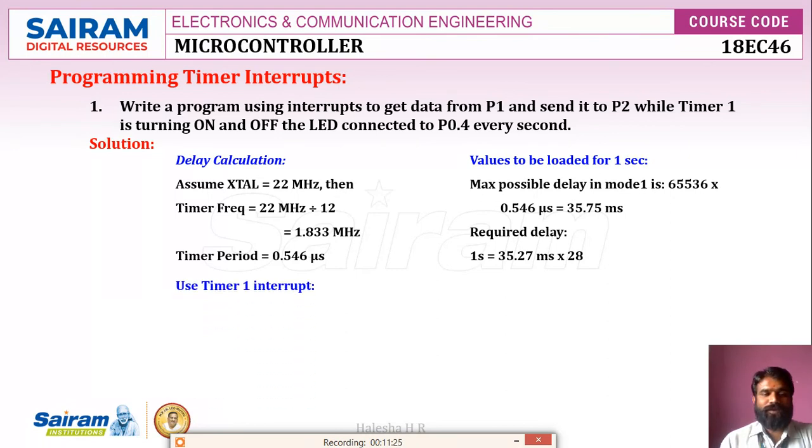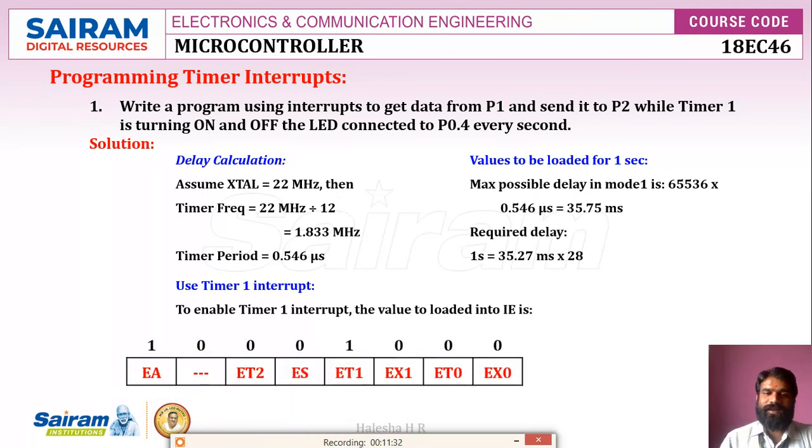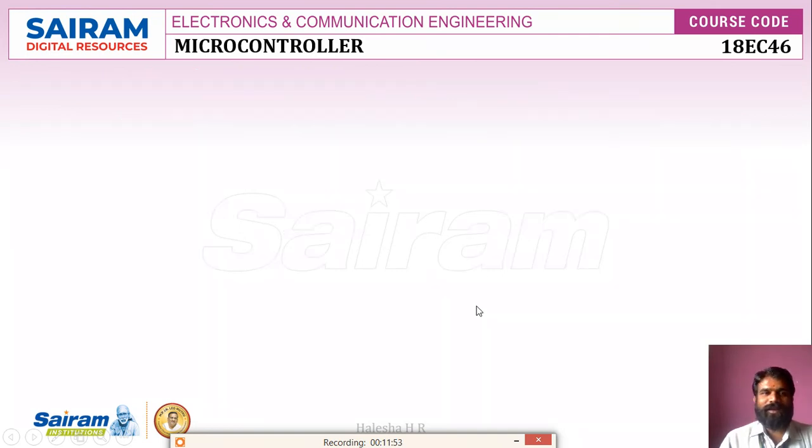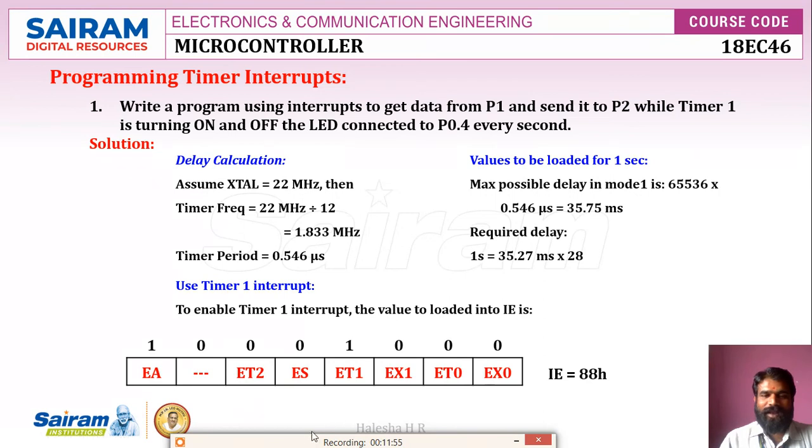So use the timer 1 interrupt. To enable the timer 1 interrupt, we need to load a value into the IE register. First we should enable EA, so this is 1, and then 0 0, and we should enable timer 1 interrupt, so this is 1, and the remaining are 0 0. So in hexadecimal, IE is equal to 88H. This is the preliminary requirements. In the next video I'll explain the program.